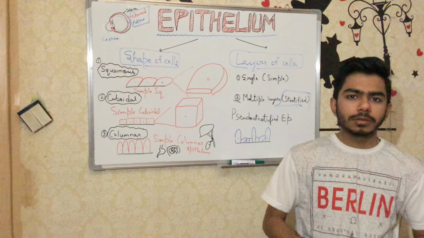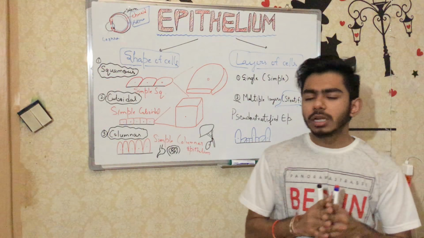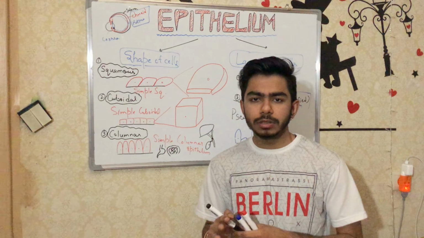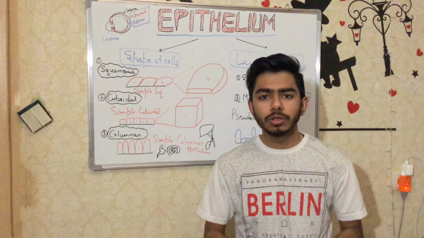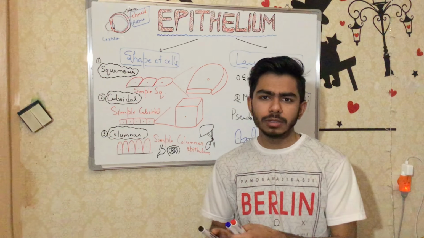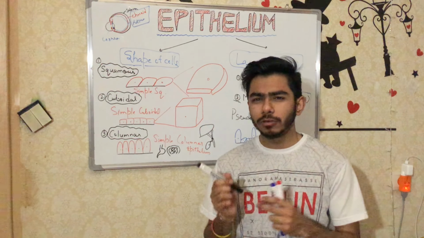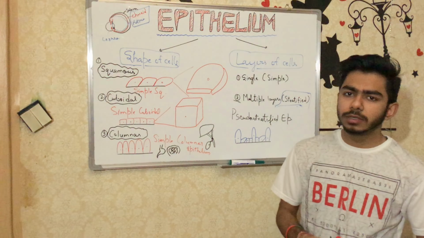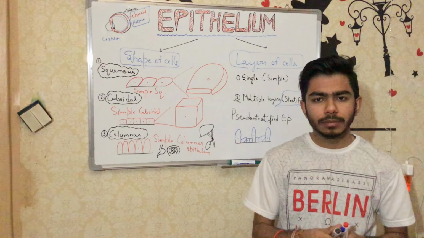Now let's talk about the transitional epithelium. I have already talked about it. It is also called the urothelium because it is present in the urinary system: renal pelvis, calyces, ureters, urinary bladder, and some part of the urethra also have the transitional epithelium.